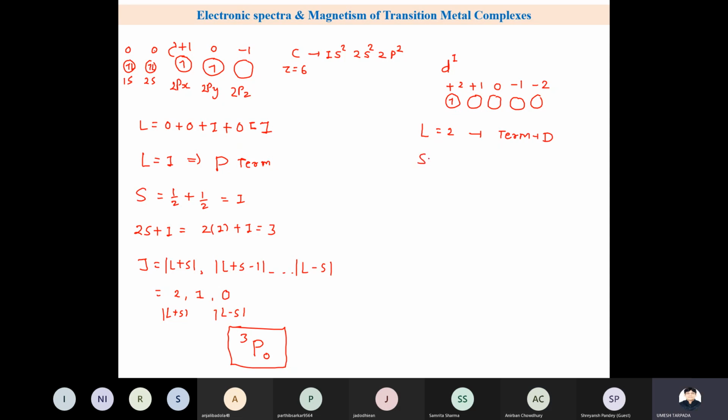Then you can go for the S value. What is the S value? It is a half. One electron is there, so it is half. Therefore 2S plus 1, the spin multiplicity, is 2. It is a doublet.